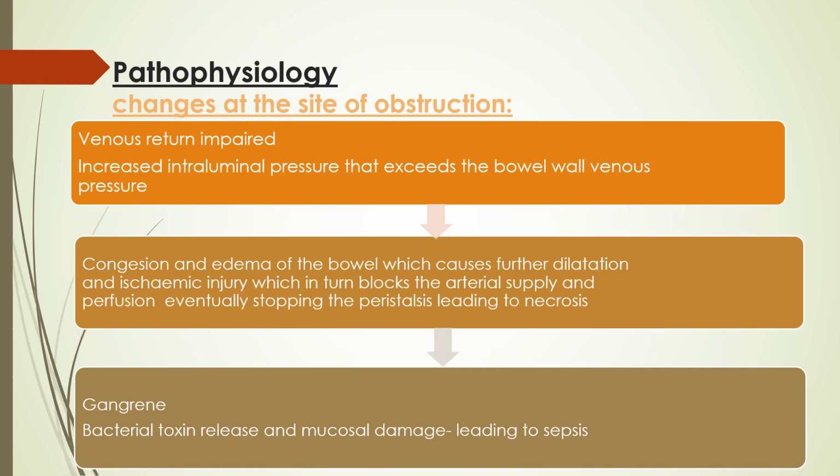Now we will see what happens at the site of bowel obstruction. As we discussed before, whenever the bowel wall is inflamed and dilated, the intraluminal pressure exceeds the bowel wall's venous pressure, which in turn impairs the venous return. Now when this happens, there is congestion and edema of the bowel, which further causes dilatation and ischemic injury, which in turn blocks the arterial supply and perfusion, eventually stopping the peristalsis and leading to necrosis. This in turn leads to gangrene, and bacterial toxins are released into the blood supply, and there is mucosal damage also because of the reactive oxygen species. This all leads to sepsis eventually.